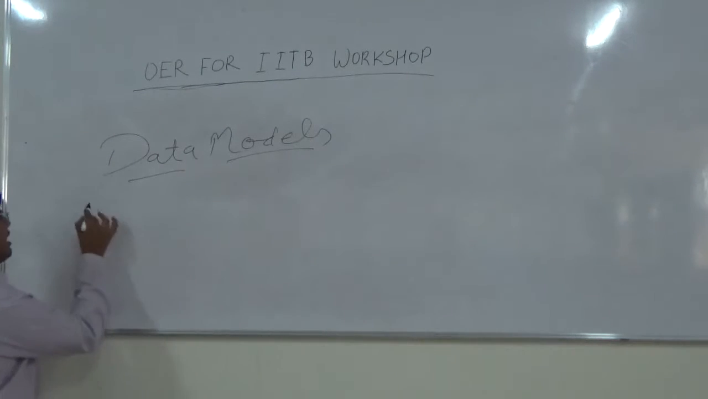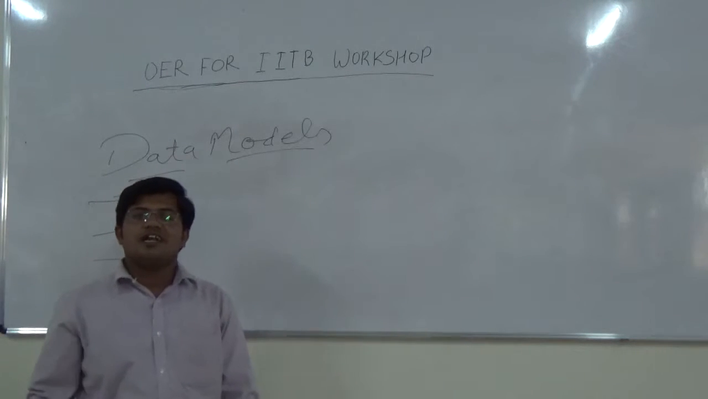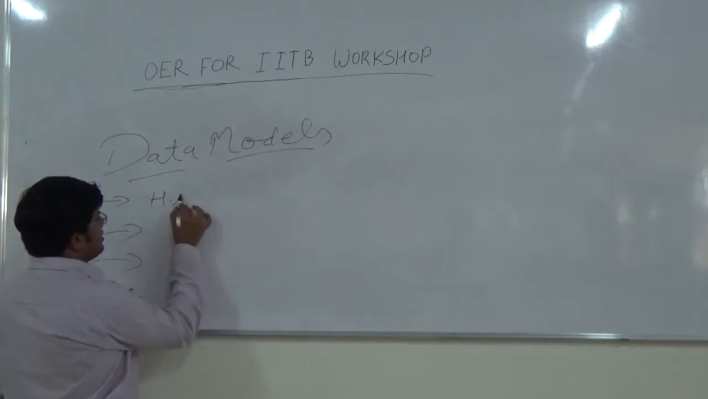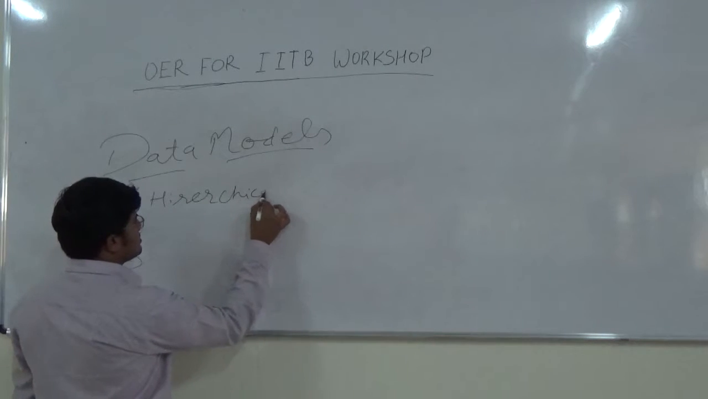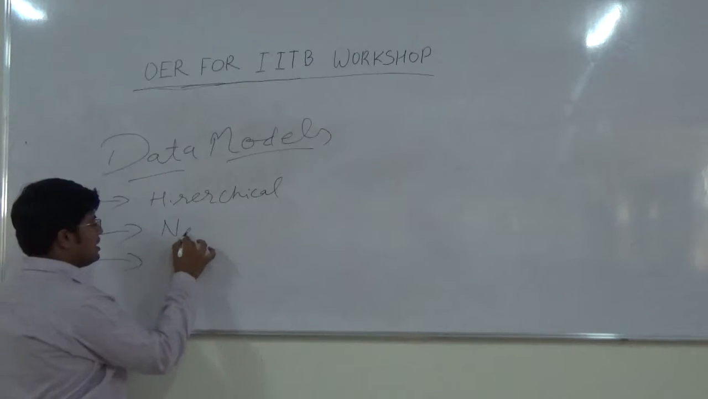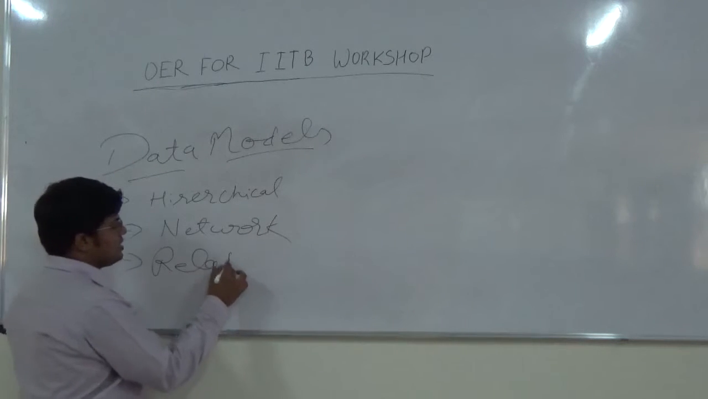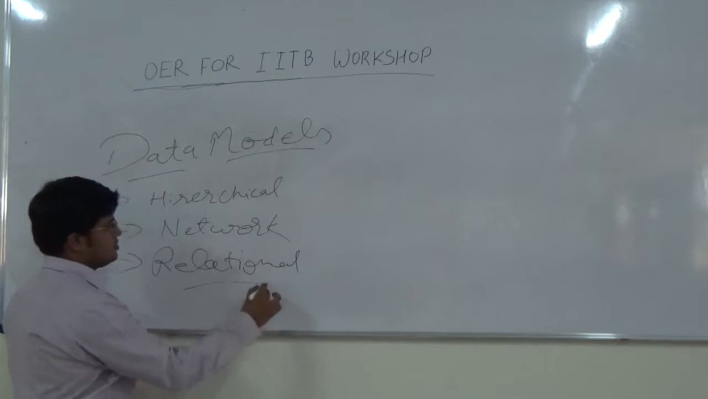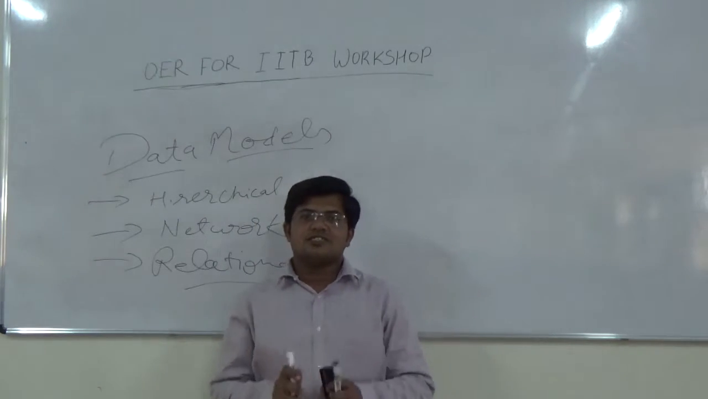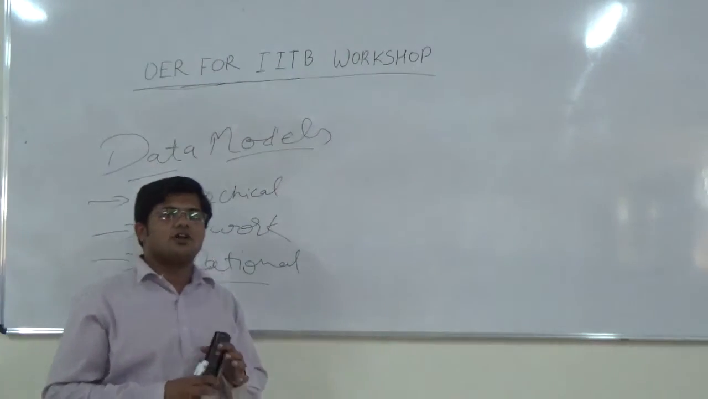So we divide the data models into some sub-parts which are known as traditional data models. The traditional data models are further divided into the hierarchical data model, then the network data model, and the third one is the relational data model. These data models are just a logical or conceptual representation of a whole database for understanding by a normal user.